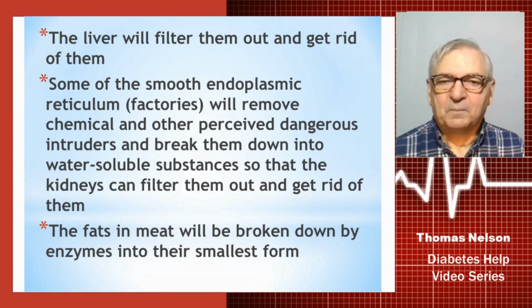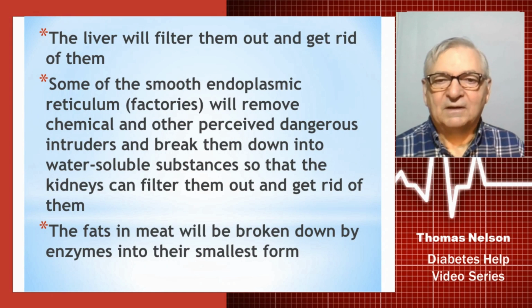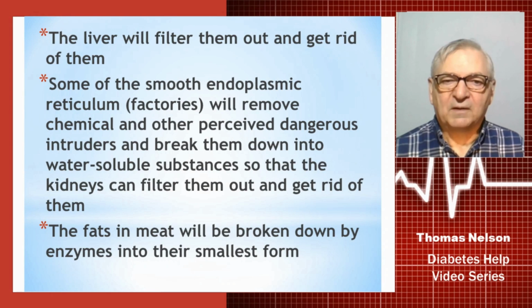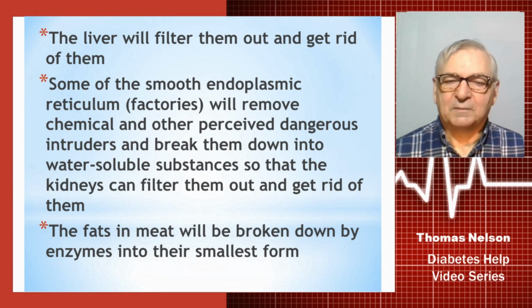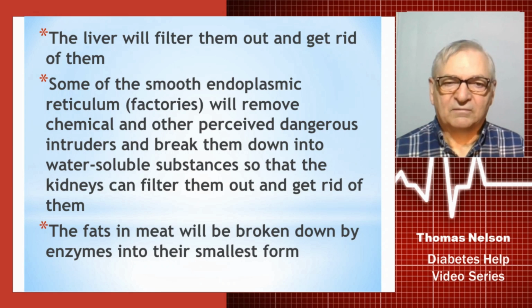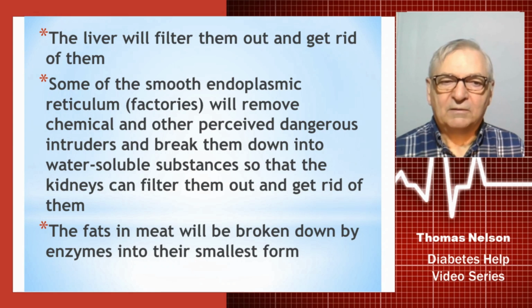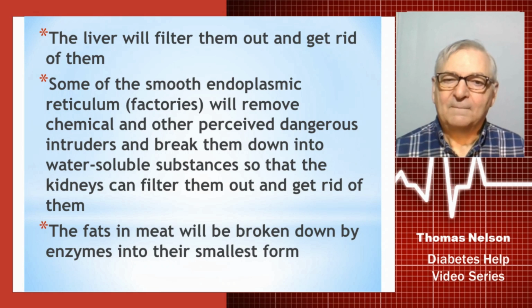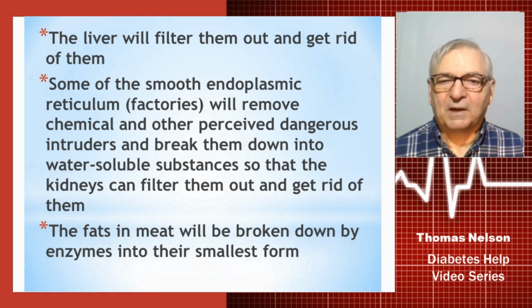So your liver, which provides over 500 different functions, is going to filter them out, and they're going to get rid of them. Some of the smooth endoplasmic reticulum, like we discussed in earlier videos, one of those factories, is going to remove some of those chemicals and other perceived dangerous intruders, and it'll break them down into water-soluble substances, put them back into the bloodstream so that your kidneys can filter them out.